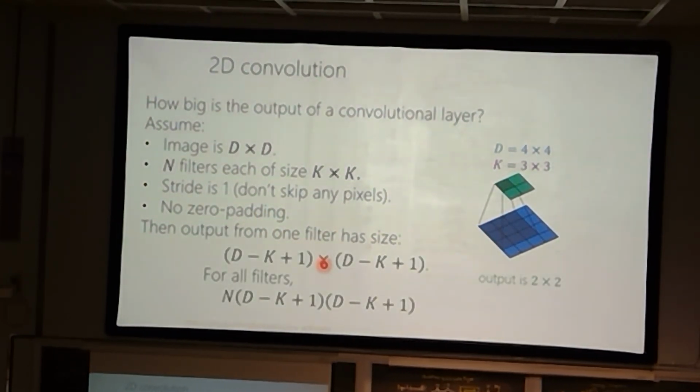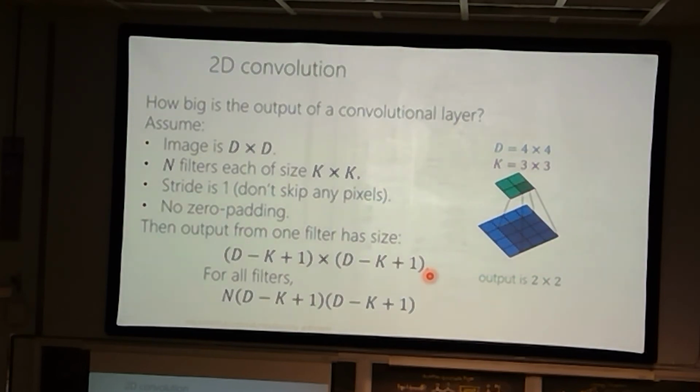But in any case, if you have these things and you have a stride of 1, then the output from the filter has this size, which in this case, for these numbers, is 2 by 2. So again, you can go look at this after and just think it through. And of course, if you change any of these things, you change the output size as well.